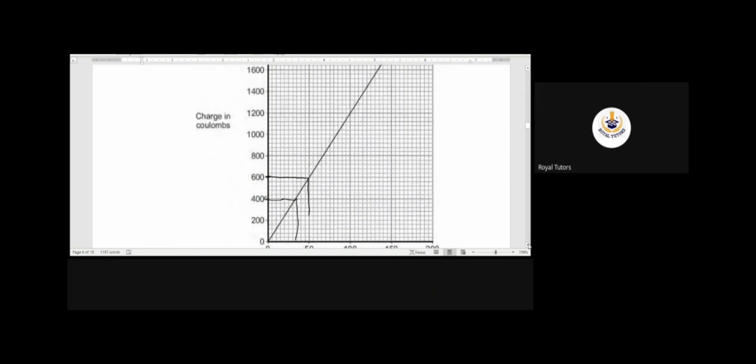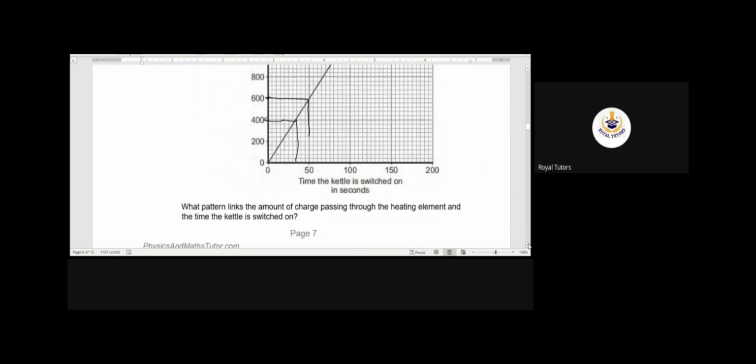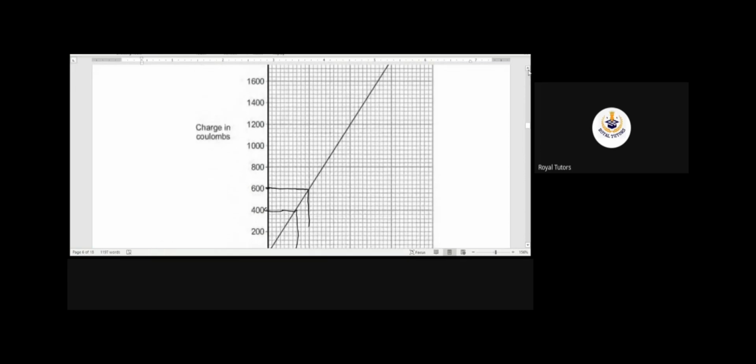So when you have a question like this that says what pattern links the amount of charge passing through the heating element and the time the kettle is switched on, you mention that it's a directly proportional effect. It's a directly proportional effect because as the time, or let me say the duration, keeps increasing, the charge also increases. So that means if the kettle is switched on for a longer period, the charge has to increase. That is what it connotes.